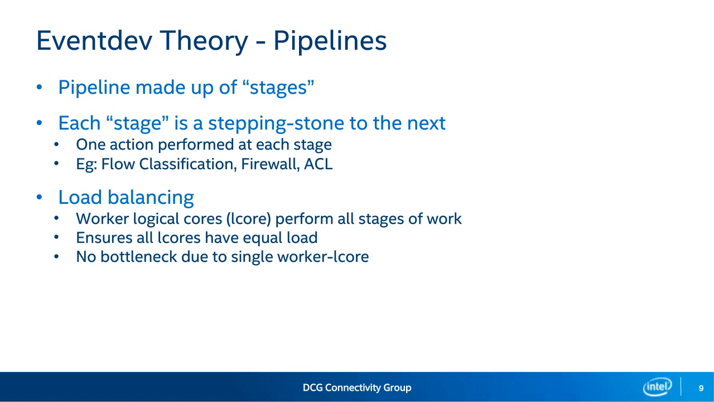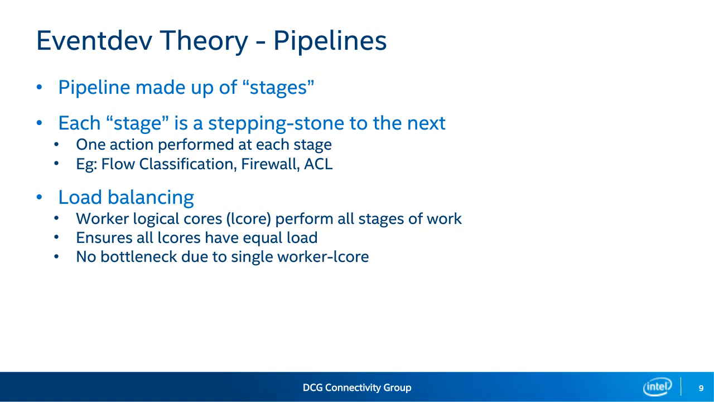It will send it to the next stage and loop it through until the process is done, then you send it out, right? That's the basic idea here. So it could be, for example, flow classification, firewall, ACL could all be one stage each if that's appropriate. The load balancing is across cores. The cores, in our case, are logical cores, and the logical cores perform all the work that needs to be done, right? And the idea is to make sure all cores have equal load.